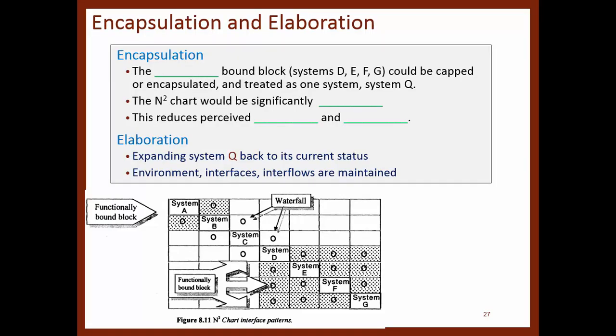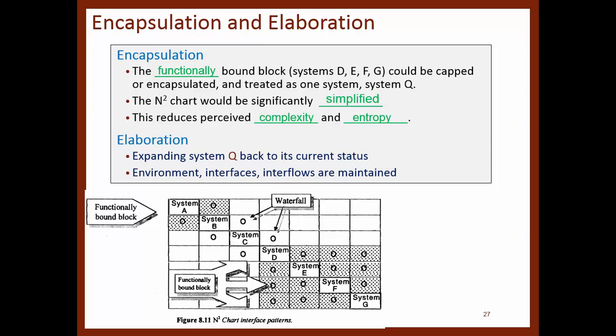So that takes us to the definition of encapsulation. The functionality bound block of systems D, E, F, and G, these four, could be capped or encapsulated and treated as one system. Okay, so we can call this system Q, for instance. The n-squared chart will be significantly simplified by doing that. So now, instead of looking at this as independent components, you can see it as a whole. This reduces perceived complexity and entropy.